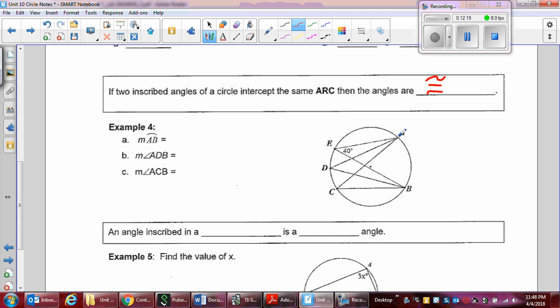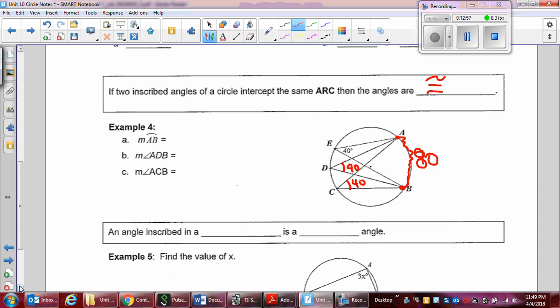Since all of them, if you look at it, have B as the intercepted arc, AEB, ADB, ACB all intercept this arc. Because of that, they are all going to be the same. So E is 40, therefore D is 40, and C is going to be 40. The intercepted arc is going to be double, which is 80. Good job.